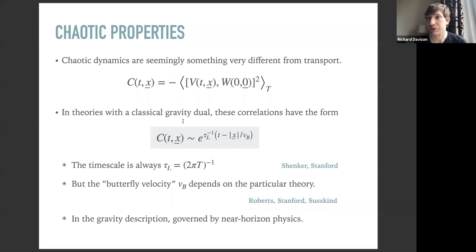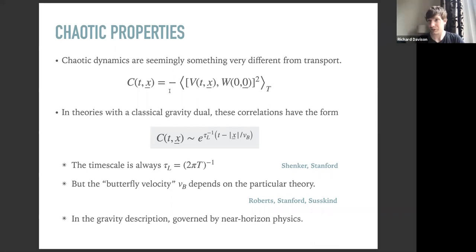So chaos, kind of heuristically, is the notion that if you make a small perturbation to your system at some time, then at a much later time, that perturbation will have a huge effect on the subsequent state. And so one way you can try and quantify that in a field theory is to look at this kind of correlation function, which is the thermal expectation value of the squared commutator of two generic local operators, V and W, that are separated from one another in time and are separated from one another in space.